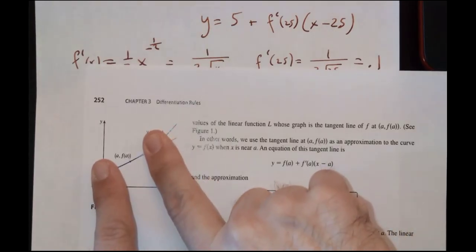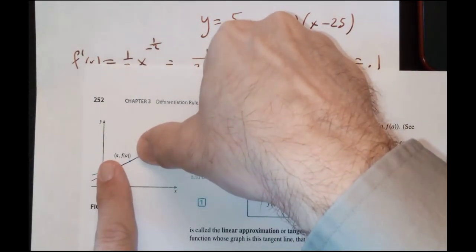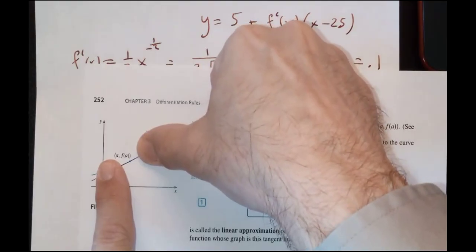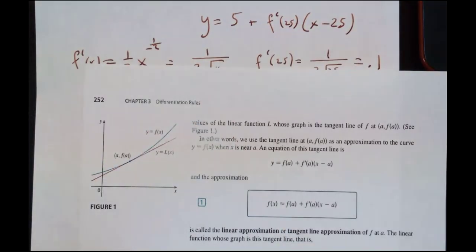Look, in this little neighborhood around A, can you tell the difference between what's on the line and what's on the curve? Oh, hell no. And if I zoom in, maybe I could see a little bit of a difference the further away I get from 25, right? But as long as I'm close to 25, this works perfectly well.